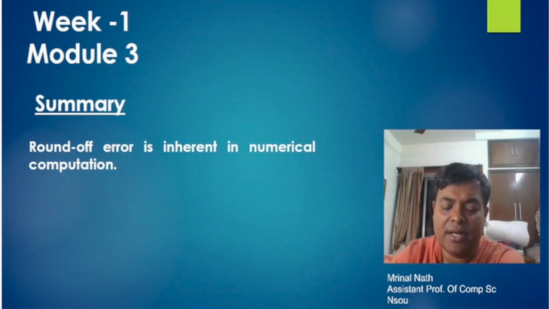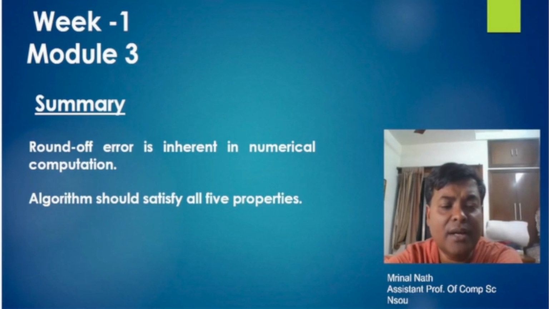And then we have learned the five different properties which every algorithm should satisfy: input, output, then finiteness, definiteness, and then effectiveness.